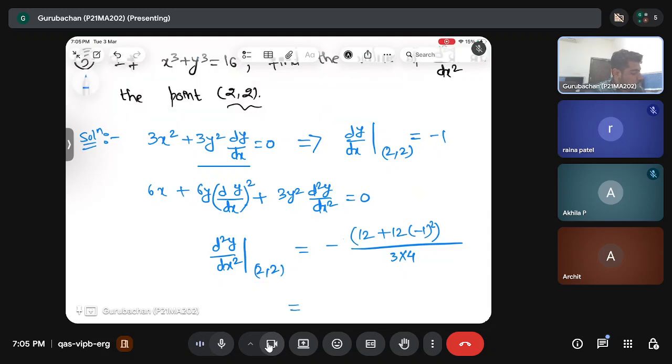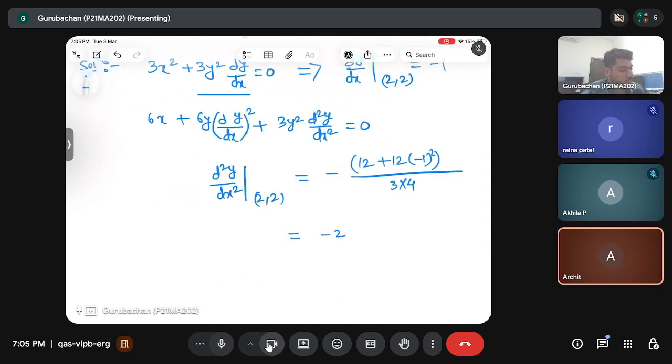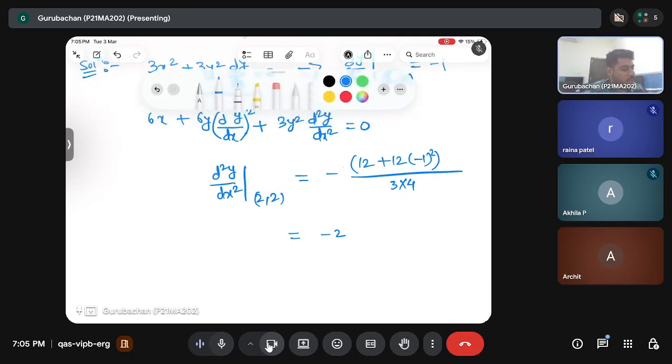So this will give you -2. Is it correct? Yes, sir. Correct, sir. My calculation way is a little different, so you don't get confused with it.